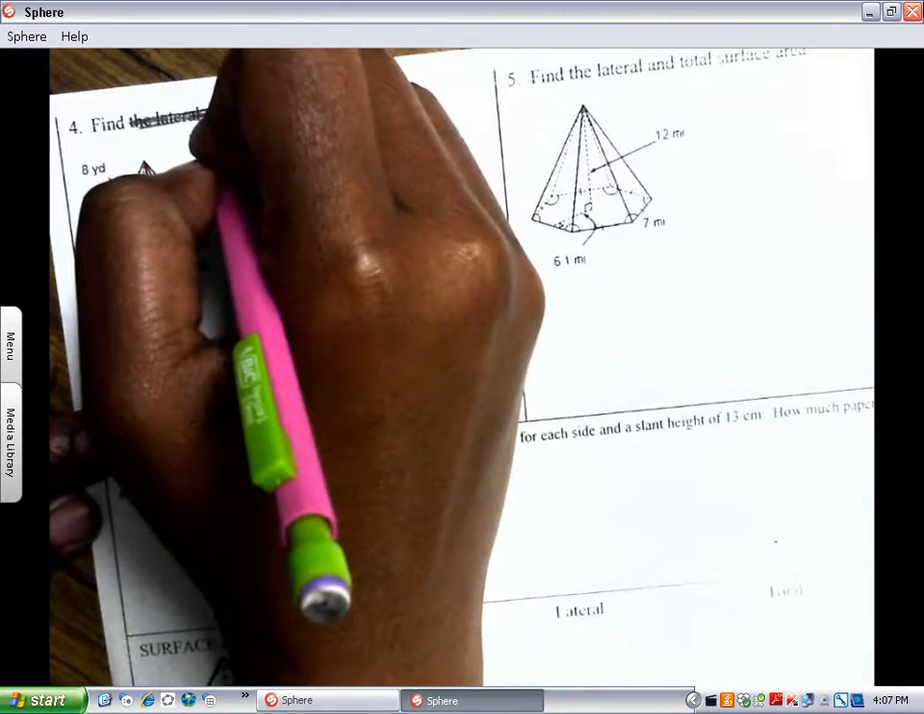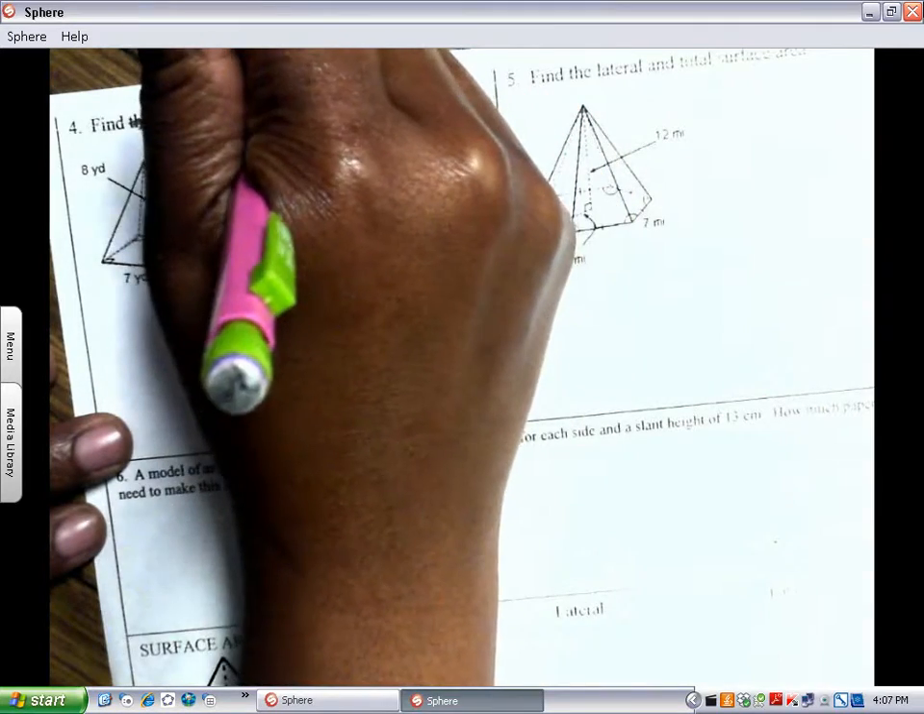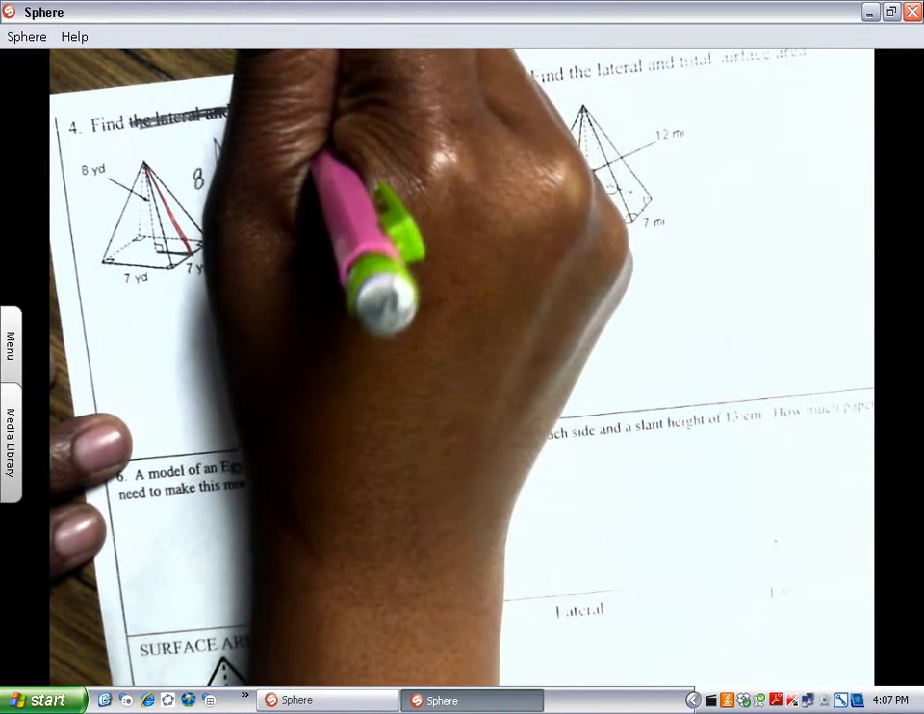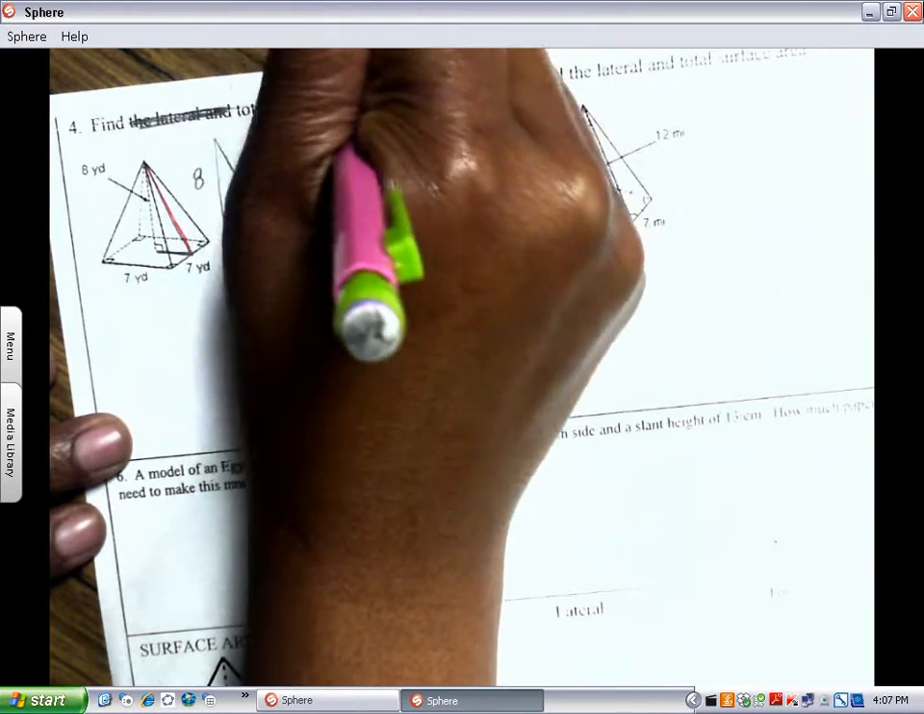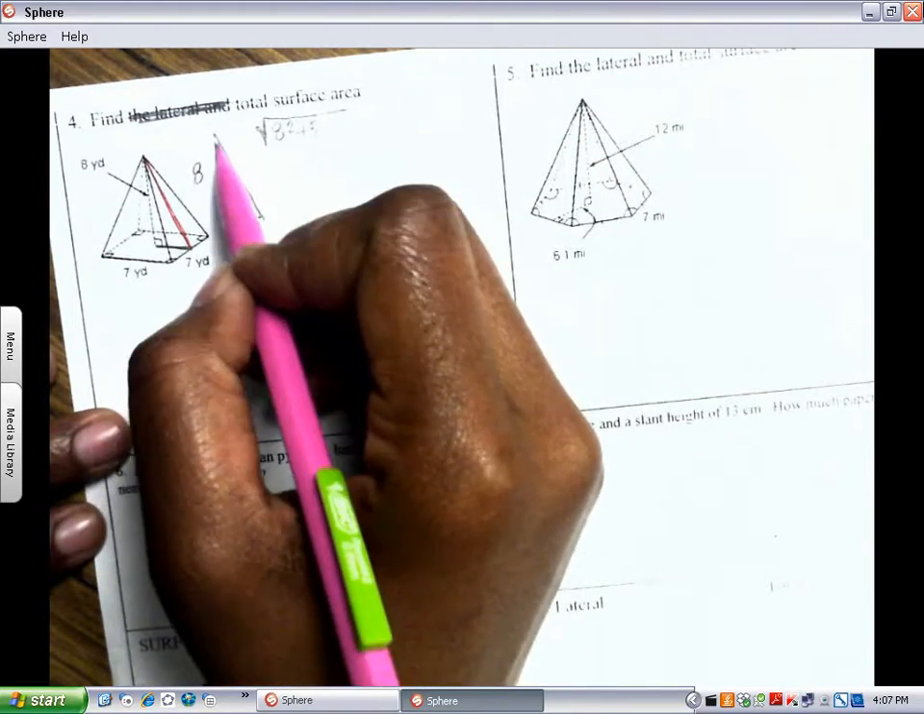And now we can use Pythagorean theorem to find this long leg, which would be c. So I'm going to use the shortcut just to save us some time. You take the square root of 8 squared plus 3.5 squared. Notice I add the two numbers together because I'm looking for the longest side of this right triangle. So we add, we don't subtract.